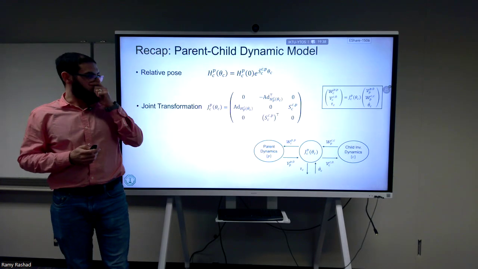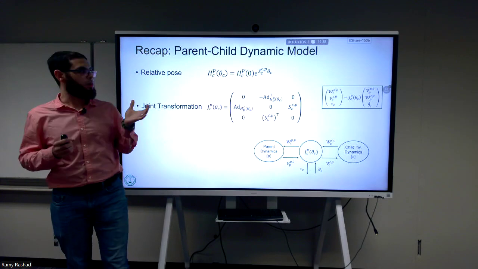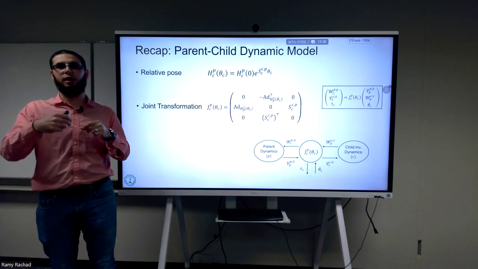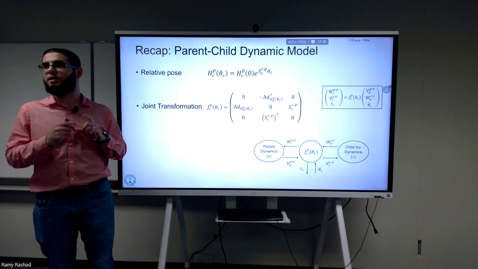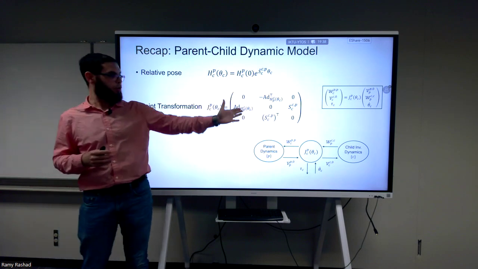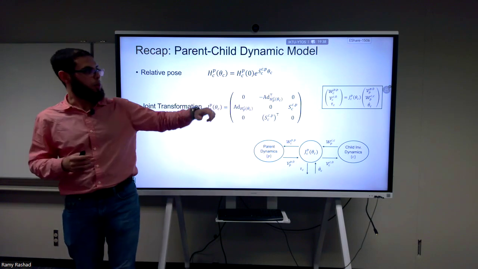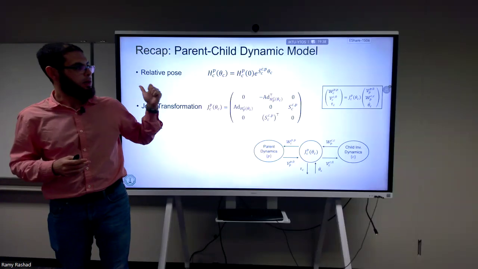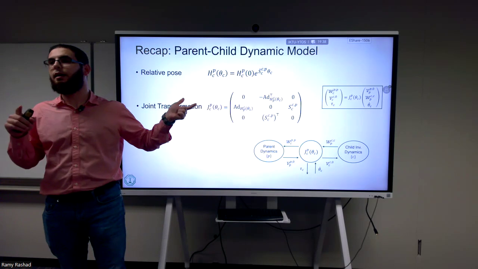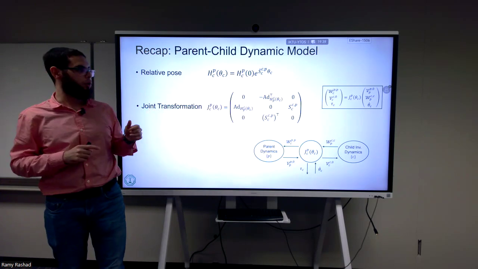Let's start with a recap of what we discussed last time. The building block of what we discussed here was this parent-child model where you have two rigid bodies interconnected together by some ideal joint, which means that there is no energy loss. This is just a transformation between three inputs and three outputs. The three inputs were the twist of the parent, the reaction wrench of the child on the parent, and the joint angular velocity, which in this case we assume is a 1 degree of freedom joint.